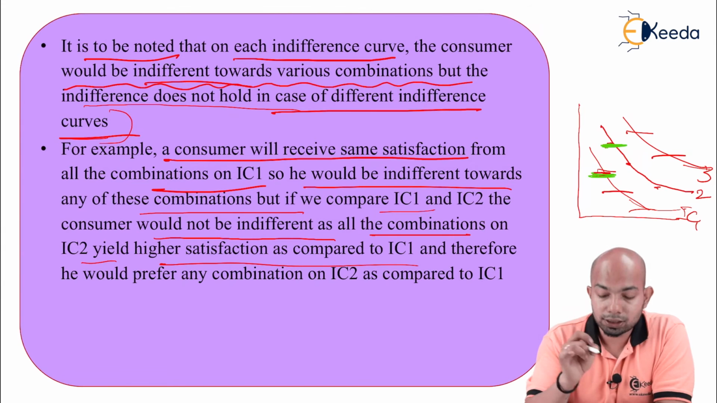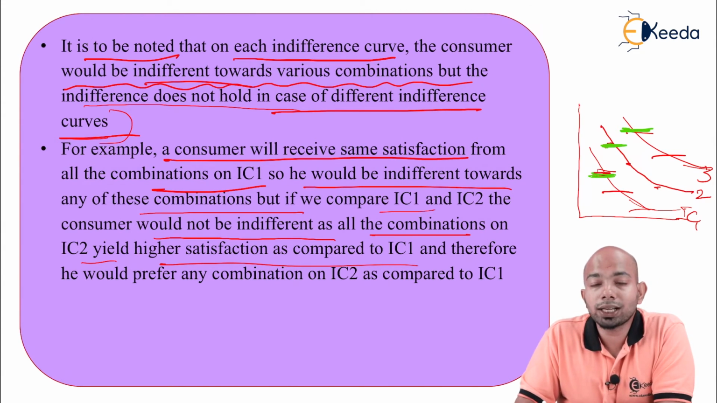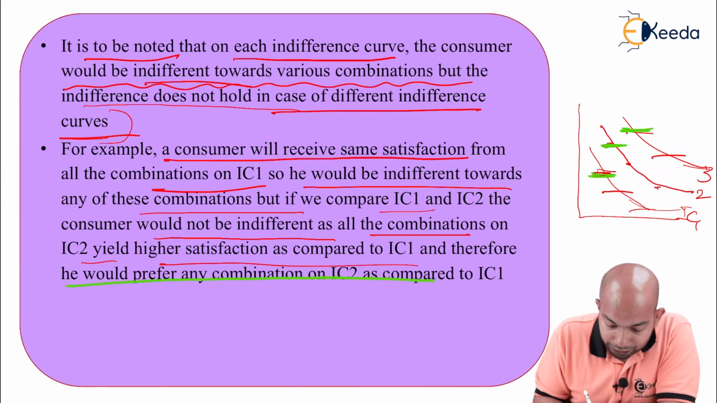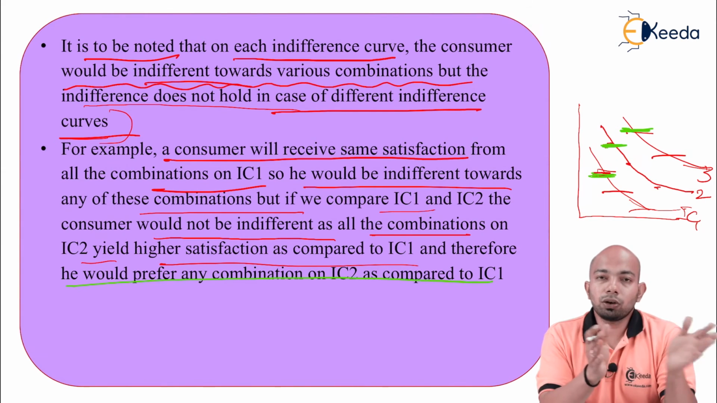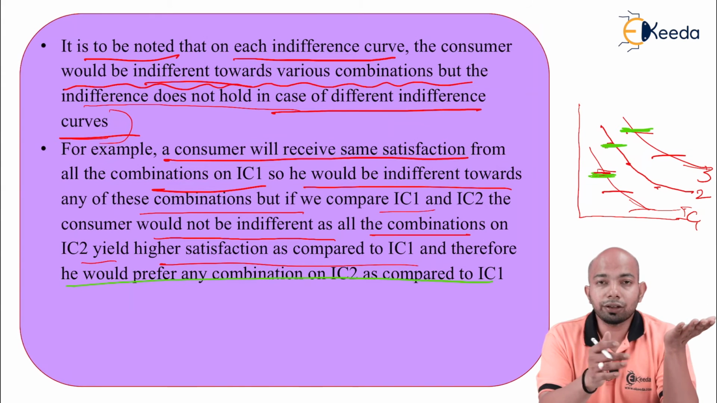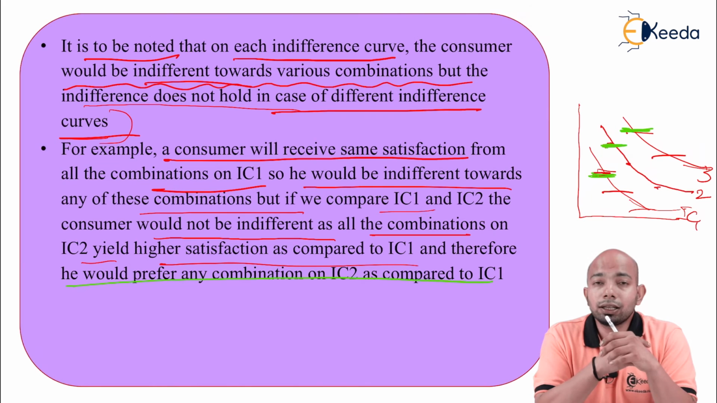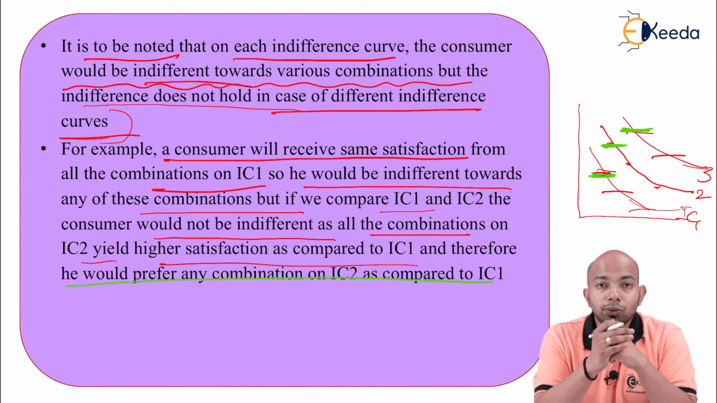On that same basis, the satisfaction that you get on IC3 will be more than any satisfaction that you get on IC2. This is also what you need to understand. So he would prefer any combination on IC2 as compared to IC1. Wherever you figure out a higher satisfaction level, you will absolutely go for that, and you won't go for any other combination on IC1, or rather the lowest indifference curve. This is what you need to understand.